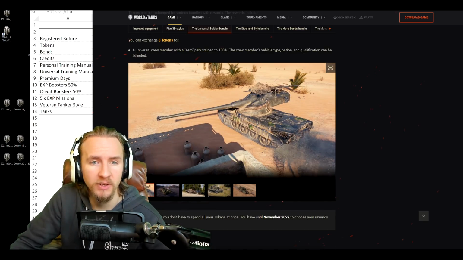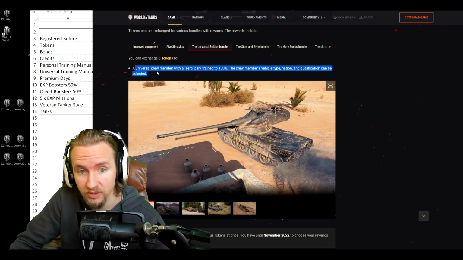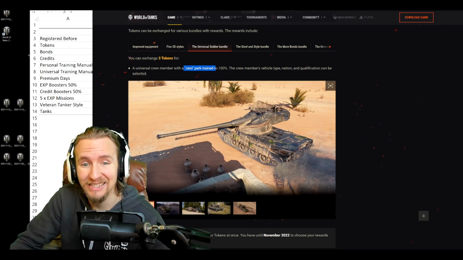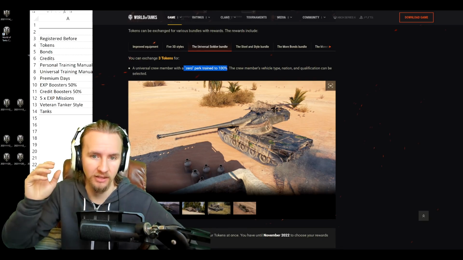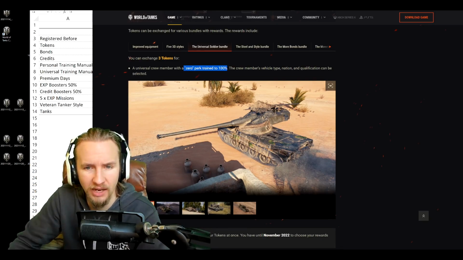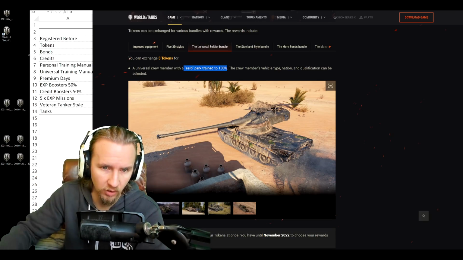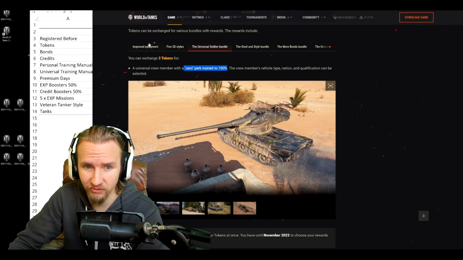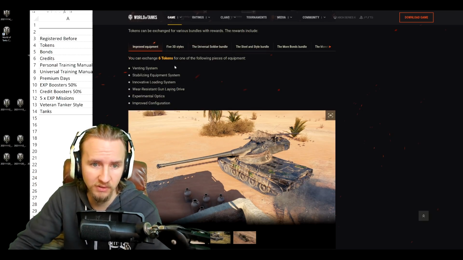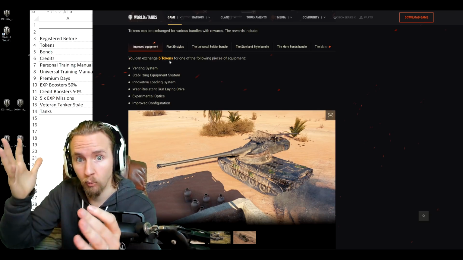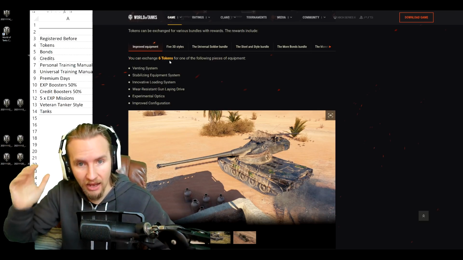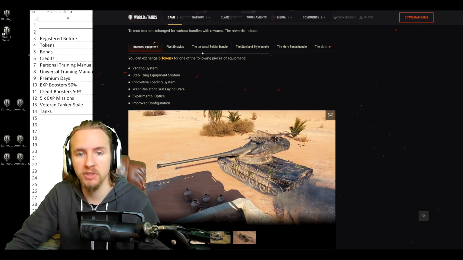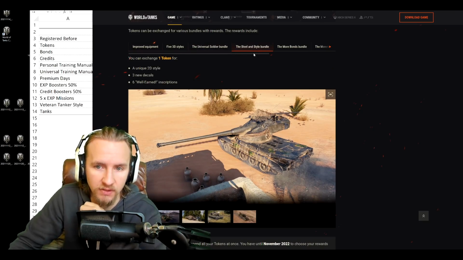There's also the option to exchange 3 tokens for a universal crew member with 0 skill. So that means that they get brothers in arms for free, and you can make them any crew member that you want. Quite expensive though, 3 tokens, I feel. I really don't think that 2 crew members are worth 1 piece of bond equipment. However, you can always grind bonds, but you can't grind crew members outside of special events.